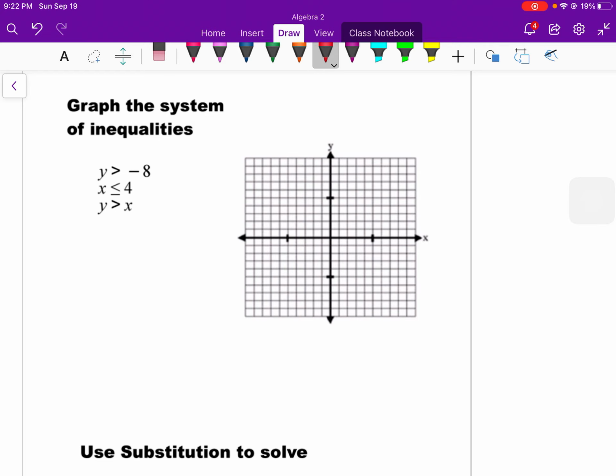This one has a couple special cases. It is y greater than negative 8, x less than or equal to 4, and then y greater than x. So let's see what this looks like.